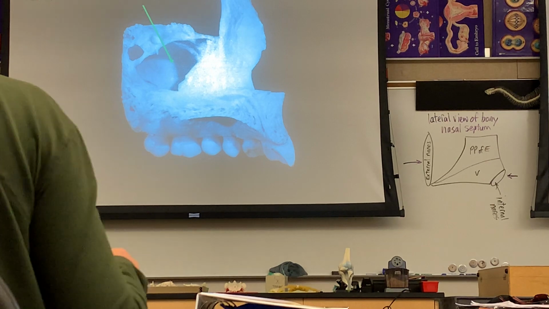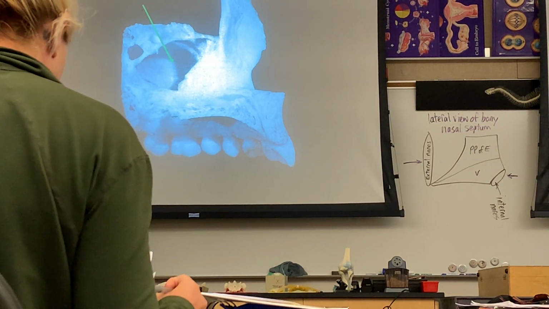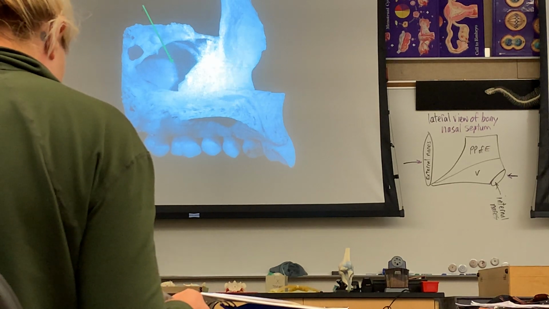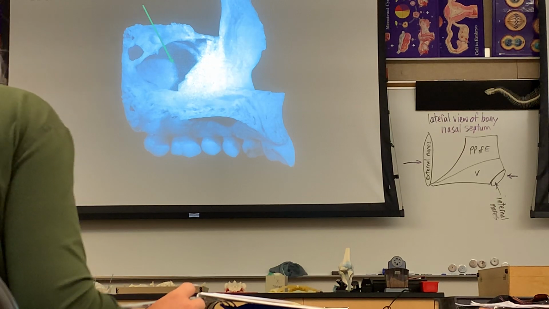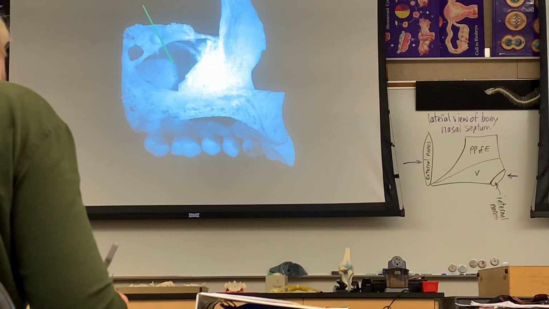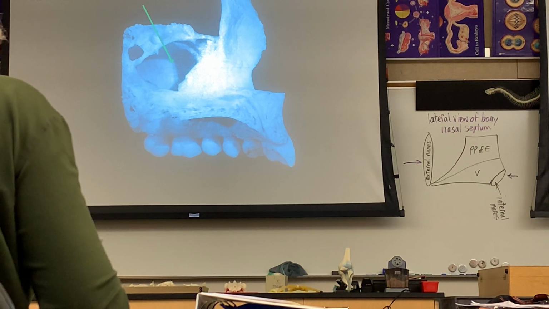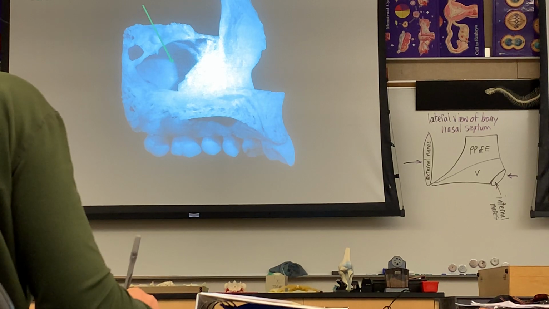Okay, here's the maxilla. So we're now on top of page 11. We're getting there. This is the largest of the paranasal sinuses. There are four of them. This is the largest, the maxillary sinus. You might hear it called the antrum, another name for it. It's huge.